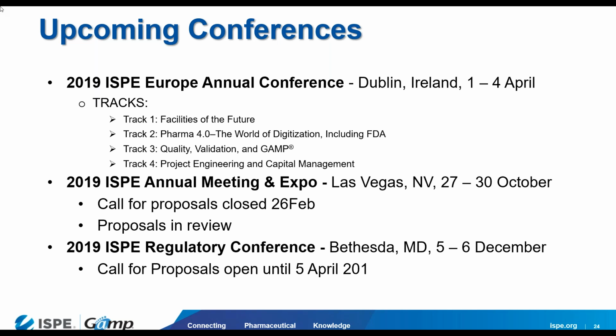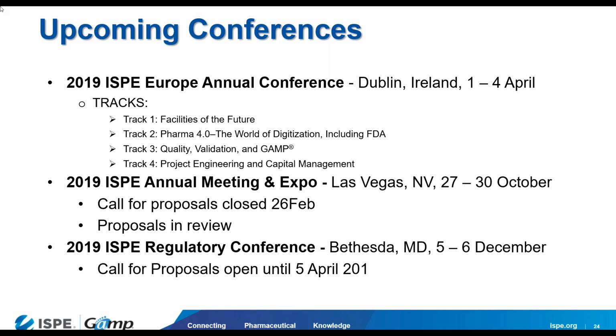Just some upcoming conferences. The EU annual meeting conference is in Dublin the beginning of April. There is actually a track focused on quality validation and GAMP. There are some topics in there that relate to or are associated with data integrity. So I encourage you, if you're able to attend, to do so.